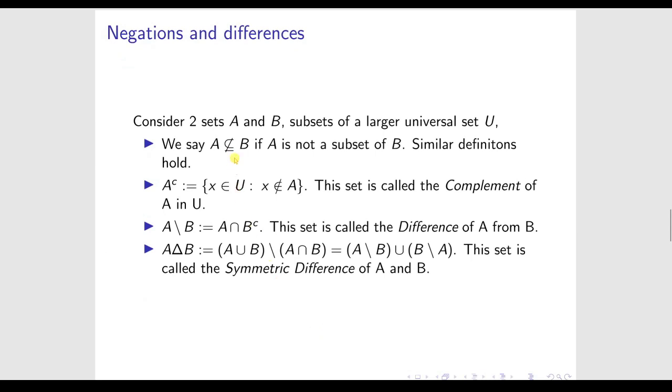Negations and differences. Consider two sets A and B, subsets of a larger set U. We say that A is not a subset of B by this notation. That is, there exists an element in A which does not belong in B. Now, by this notation we mean the complement of A in U, which is all x belonging to U such that x does not belong to A. A minus B is the set of all elements in A which don't belong in B, and therefore is the same as A intersection B complement. This set is called the difference of A from B.